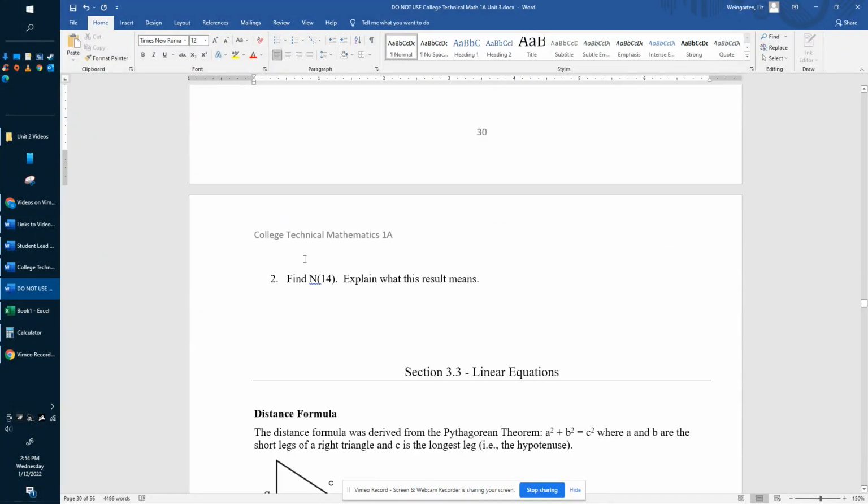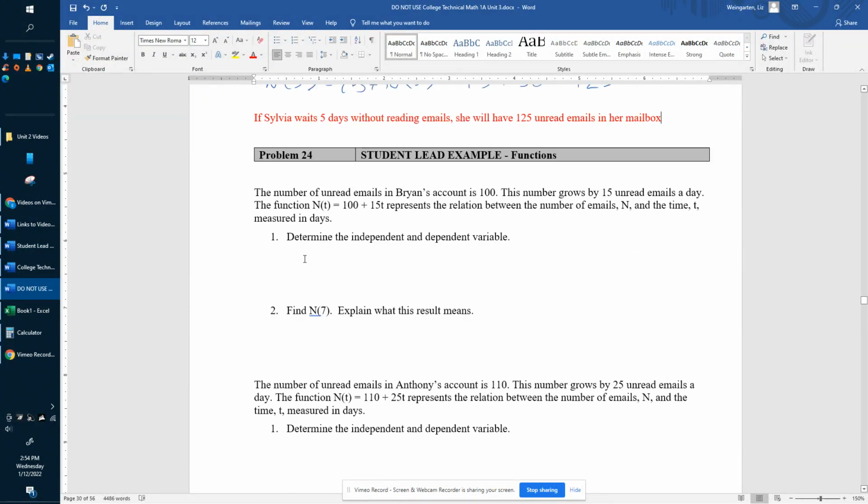So we have a problem 24 for you to work on, and that is the last problem in this section. Good luck to you, and I look forward to working with you some more soon.